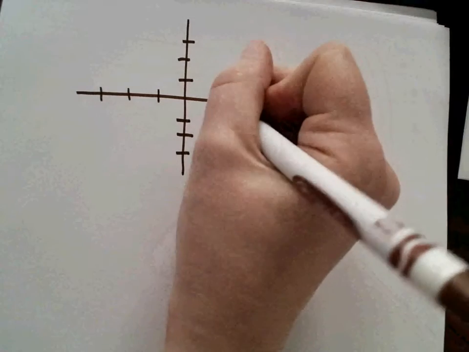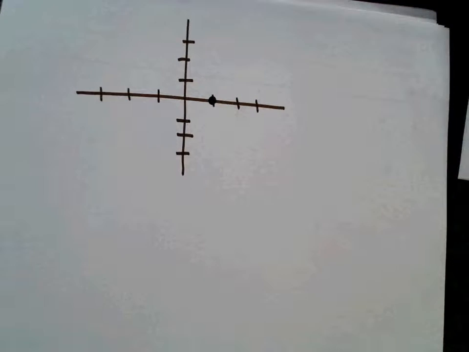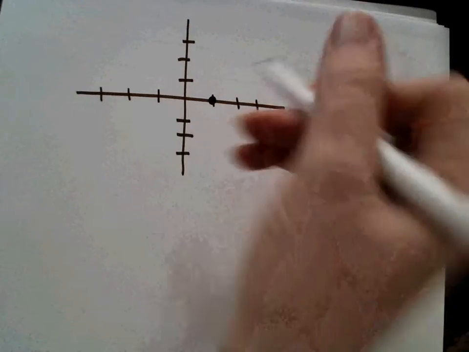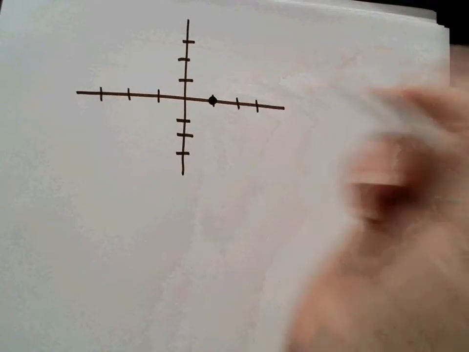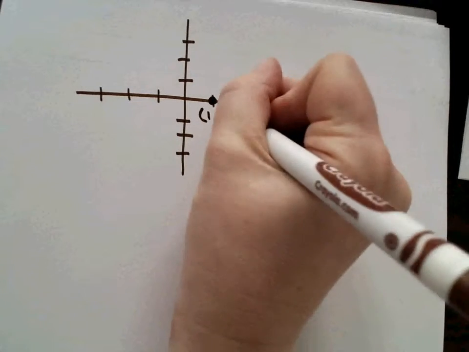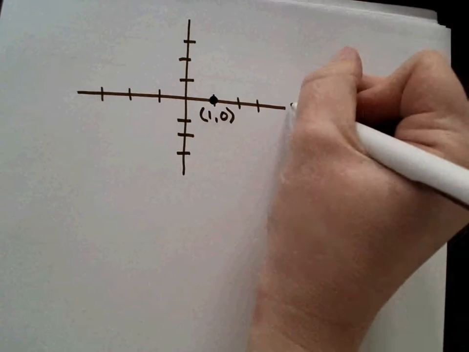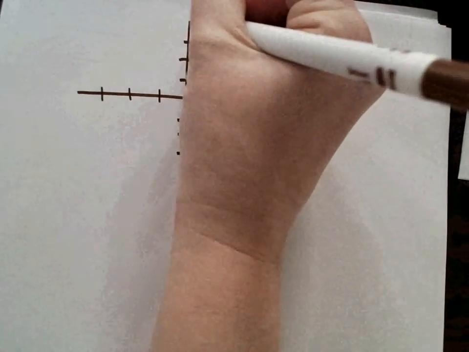If I have a point right there, what's that ordered pair? What's the ordered pair for this point right here? 1, 0. Okay? And what axis is that point on? The x-axis, and I know that because there's a number for the x and a 0 for my y. This would be my x-axis, this would be my y-axis.